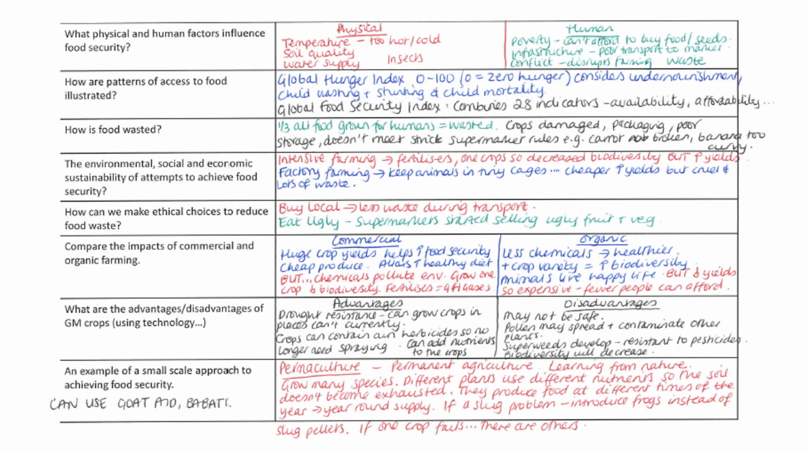An example of a small-scale approach to achieving food security. So here you can use goat aid in Babati. We can talk about where they were given 2 Toggenburg goats, a male and female that bred and made baby goats, and they were then able to sell the milk and the cheese they'd made from those goats to make money, to then send their kids to school, to get a better education, and to move out of poverty.